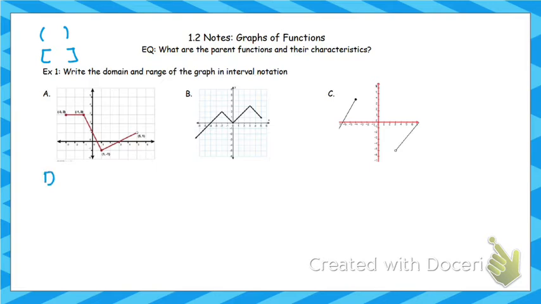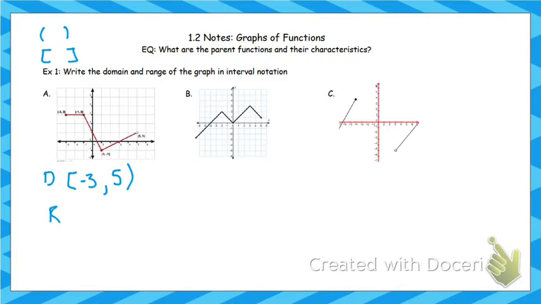So on this first one, the farthest left that we go is -3. It actually touches that point, so it gets a square bracket. The farthest right that we go is 5. It doesn't touch that point. It's an open circle, so it gets a parenthesis. Then we look at range.